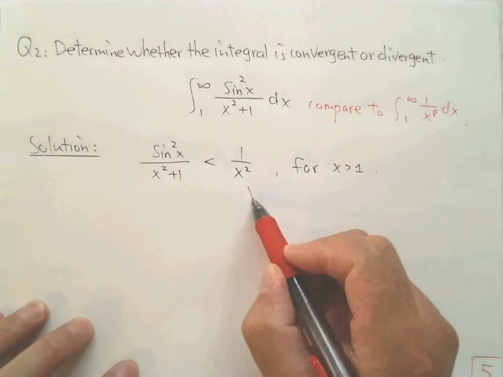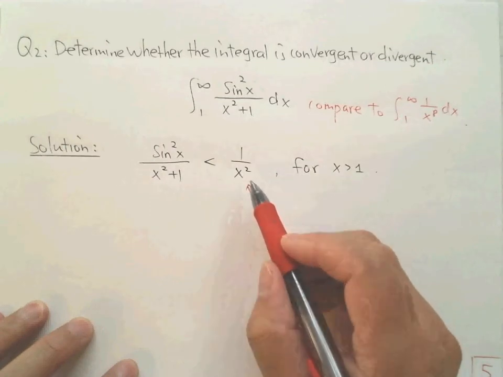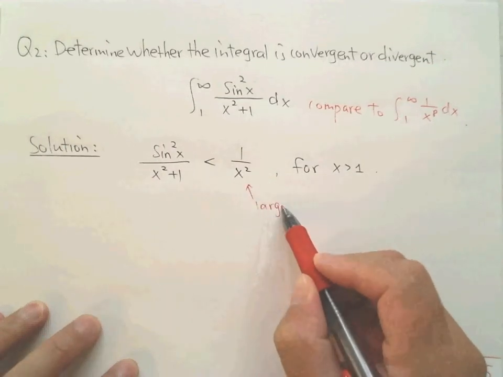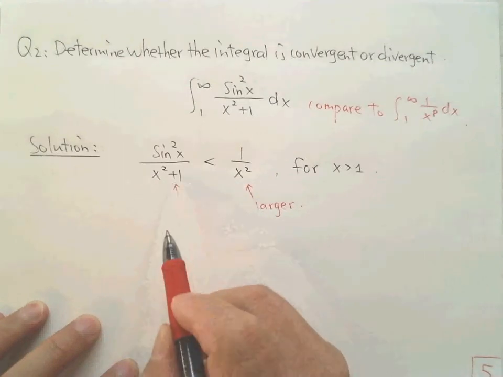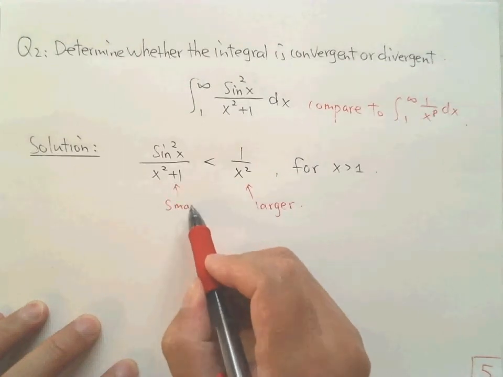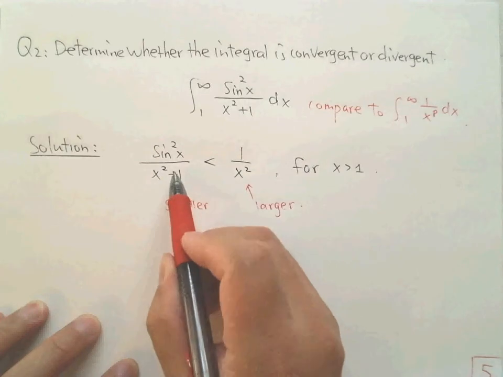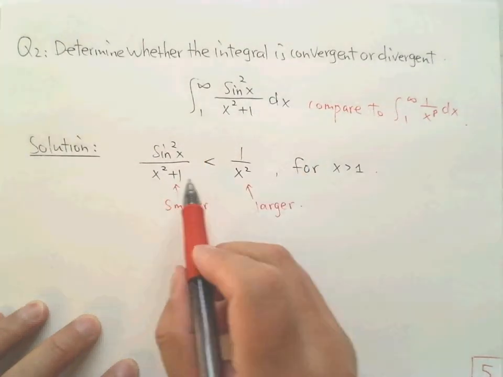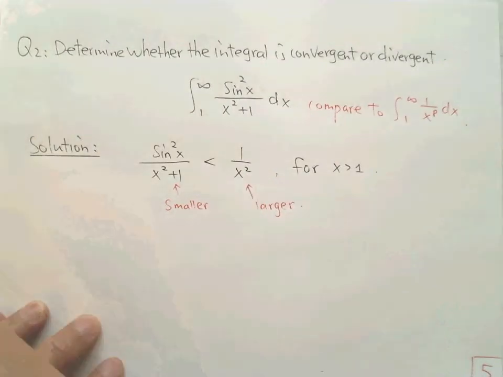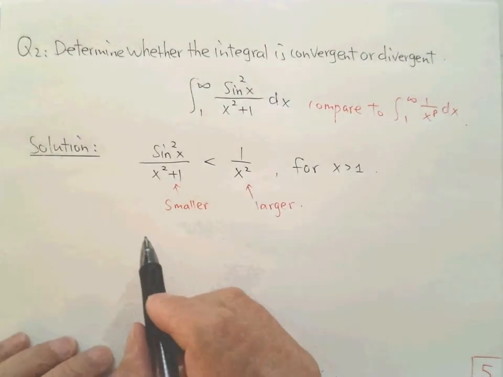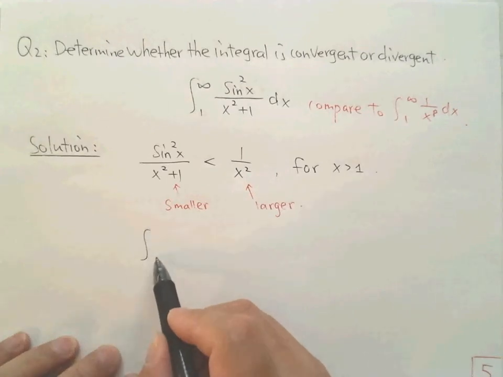What do we get? We get a comparison. We find this is larger, the function larger, the integral larger. So our function is smaller. That's good, right? If our function is smaller, our integral is smaller. Is this convergent? Definitely.